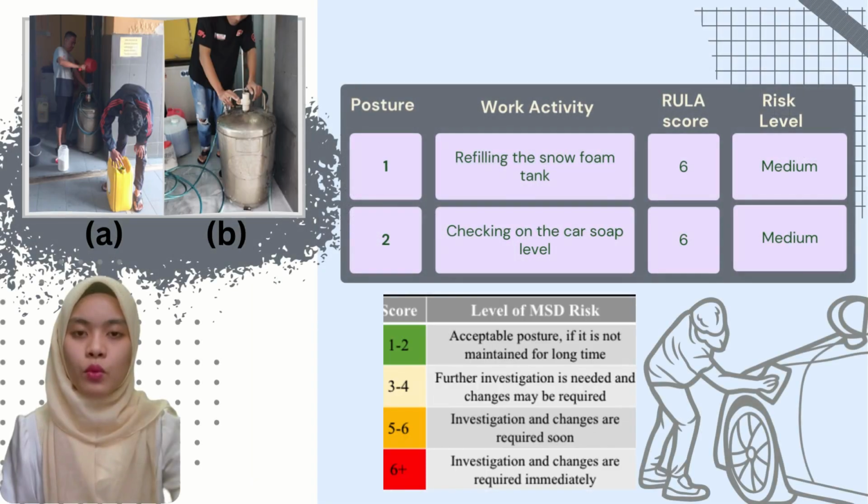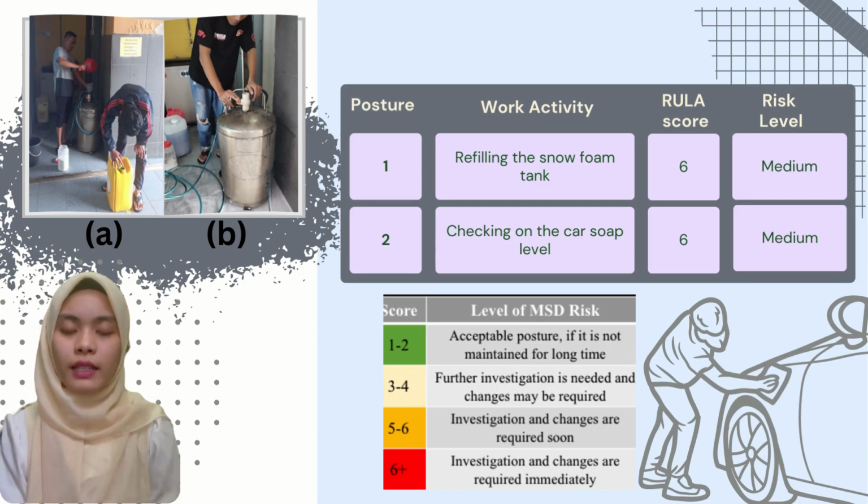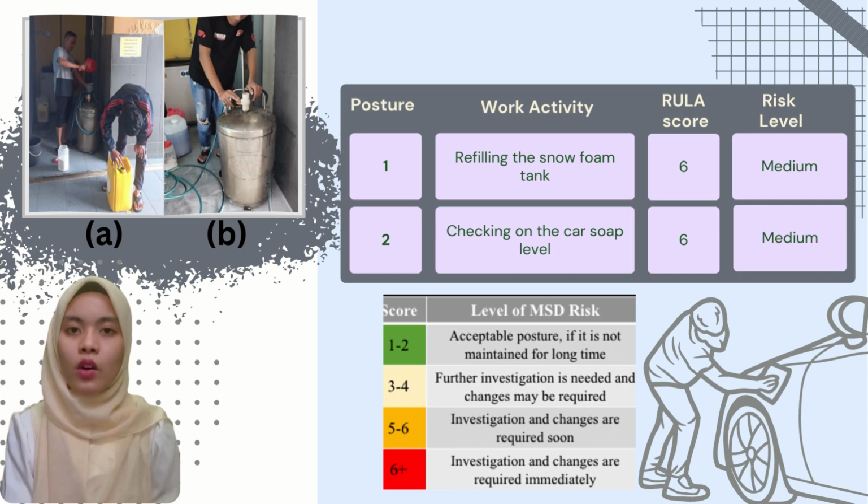RULER analysis was performed based on figure A and B. Figure A shows the posture of staff refilling the soap tank. Meanwhile, figure B shows the posture of staff checking the soap level. The descriptive method of analysis is utilized to provide an assessment of the body parts that are thought to be injury prone and anything that makes workers adopt awkward posture.